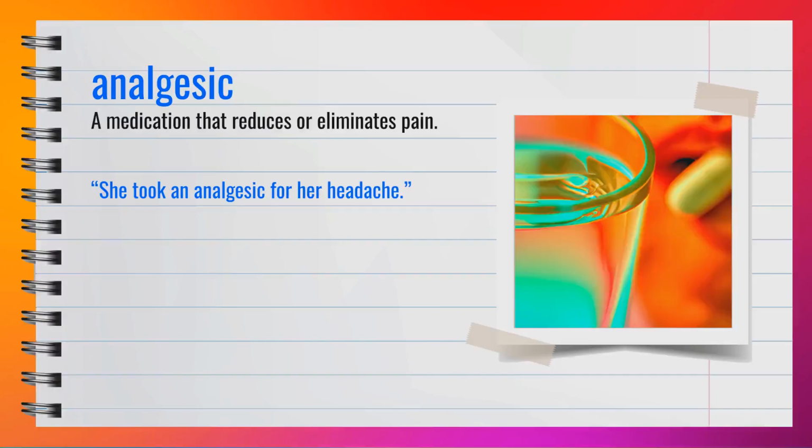The word analgesic, A-N-A-L-G-E-S-I-C, is a noun. It refers to a medication that reduces or eliminates pain, pronounced analgesic. A synonym can be painkiller. For example, in the sentence, she took an analgesic for her headache. It means she took some medicine to relieve her headache. To summarize, an analgesic is a type of medication that helps to ease pain.